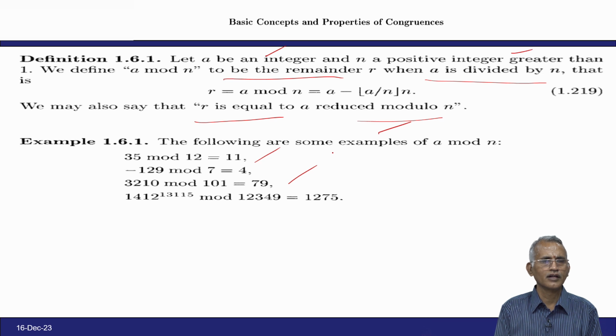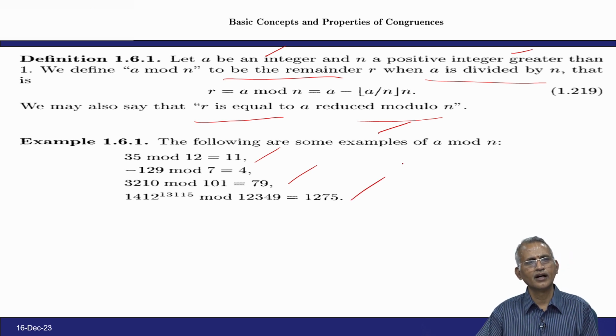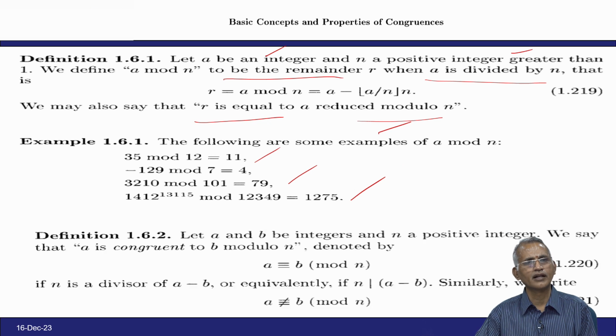And 10412, that is 1412 power 13115 under modulo 12349 is identically equal to 1275. So, this way we can express the modulo of one number to another number. Now, we have a definition.